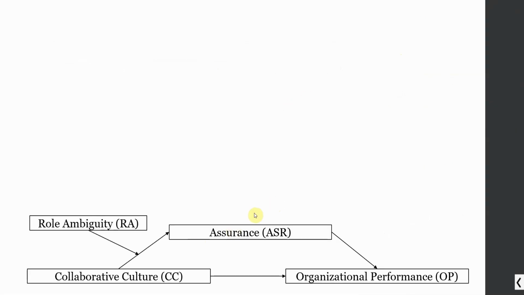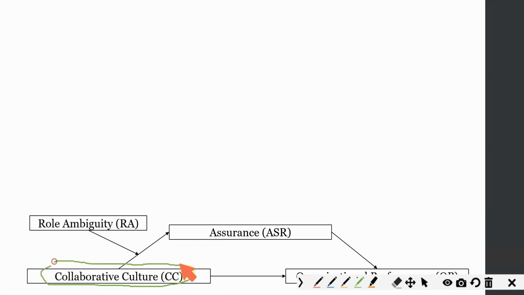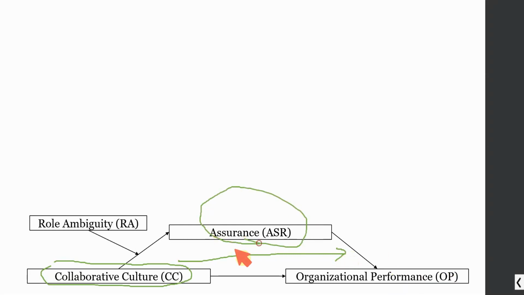Now this is the model that we are going to test. This is my IV, mediator, dependent. This is the moderator here. My interest is assessing the indirect effect of collaborative culture on organizational performance through assurance. And I want to check whether role ambiguity moderates this indirect relationship or not.